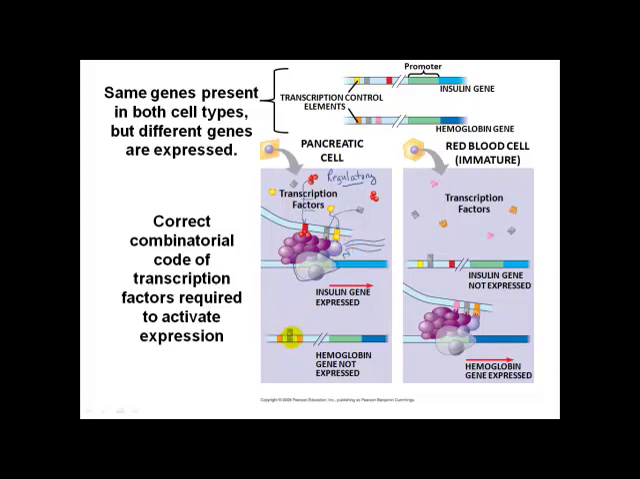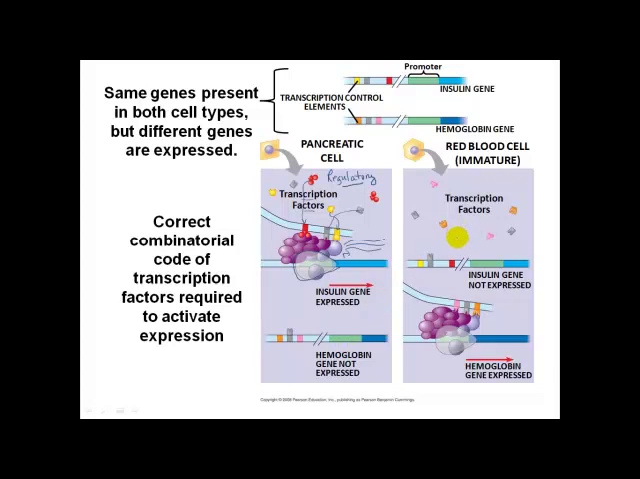Why is the hemoglobin gene not being expressed? Well, we may see expression of one or more transcription factors, but not all of them that are required to activate expression of the hemoglobin gene, right? So 2 additional, let's say, transcription factors are required, but the pancreatic cell doesn't express those, and so therefore the hemoglobin gene is not switched on in its expression.